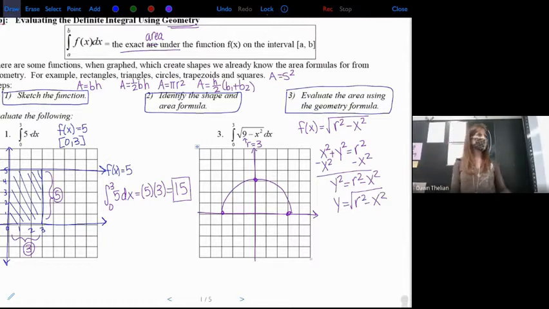Then the other thing that we have to pay attention to is the interval. Yes, the function is a semicircle, but look at your interval here. It's from 0 to 3. So it's only really asking us for a quarter of the circle.